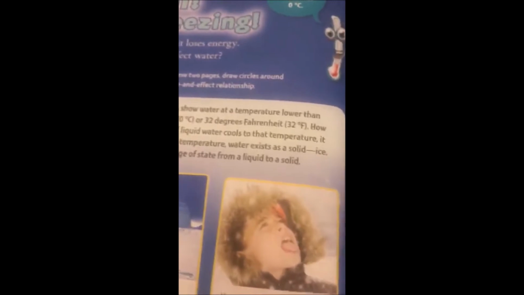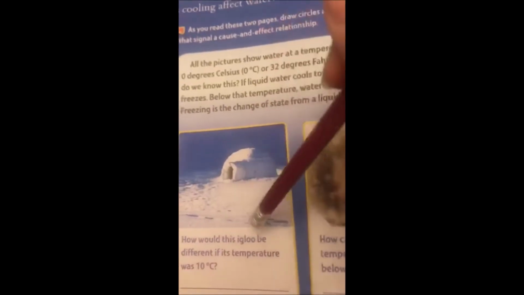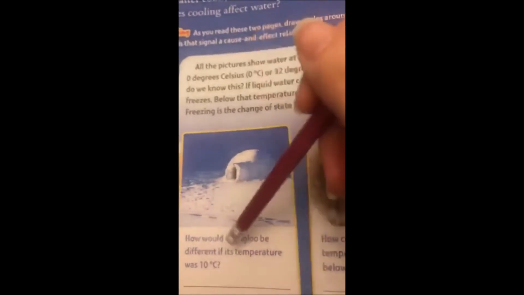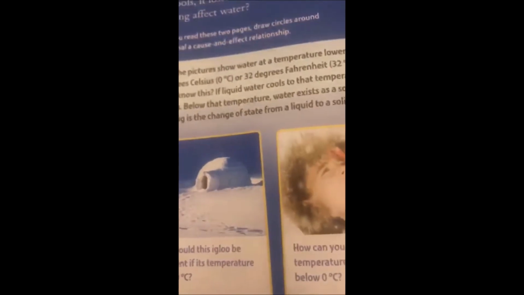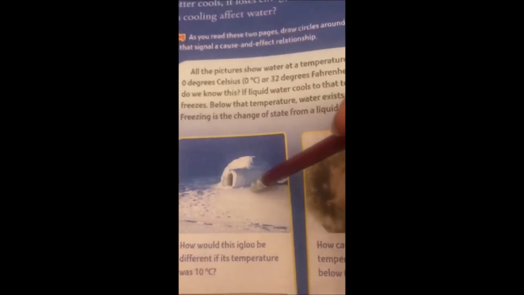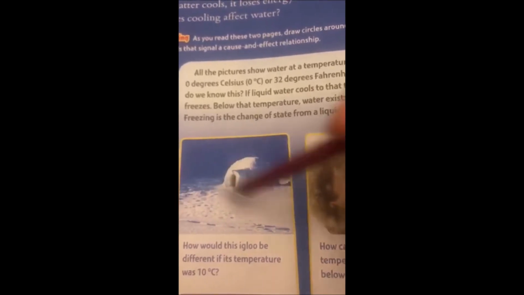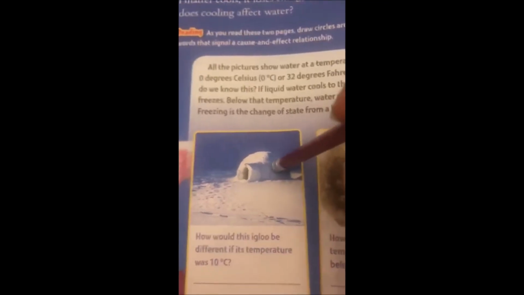So today's lesson is super easy, just doing the same thing. What are the states? We said again, the states of matter are solid, liquid and gas. Here they said, how would this igloo be different if its temperature was 10 degrees? The ice would be water, because 10 degrees means kind of hot for the igloo.